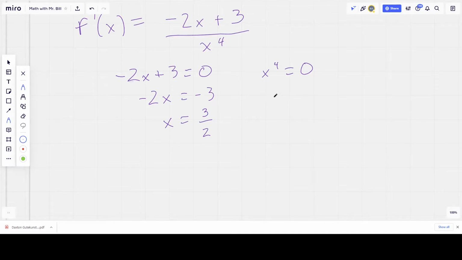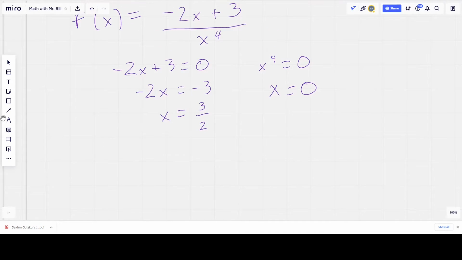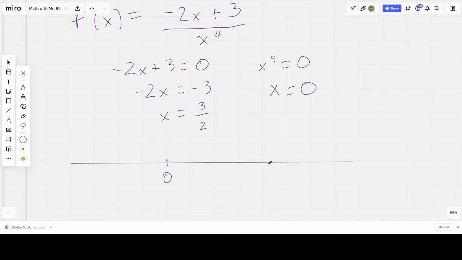And then for the denominator, x to the 4th is equal to 0. That tells me that x is equal to 0, which is another place where the function could change direction. So I'm going to draw a number line so I can determine which sign the derivative is around those zeros. So I'll plot 0 for the denominator there, and then 3 halves for what makes the numerator 0.